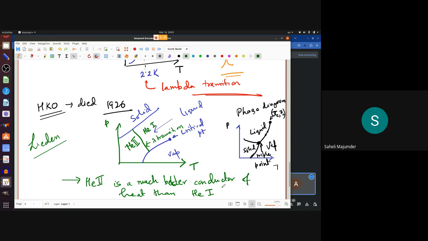Can you repeat the question? The question is simply this: what Kamerlingh Onnes saw was that once the temperature fell below 2.2 Kelvin, he did not know at that time, but later people found out, he himself and other people in his lab found out that helium-2 was forming. The boiling of the liquid stopped immediately.